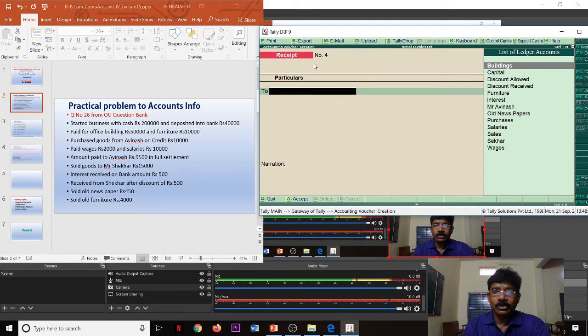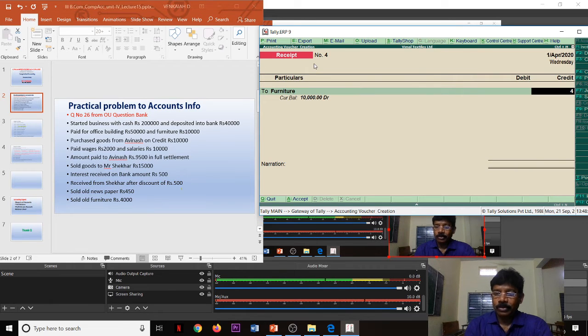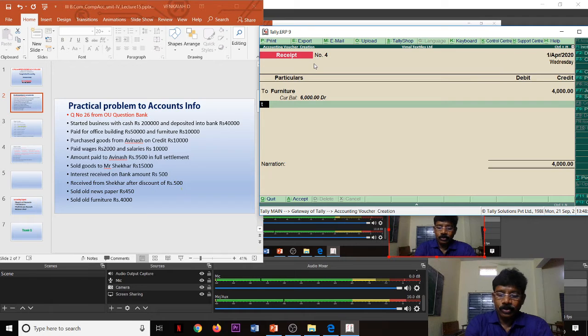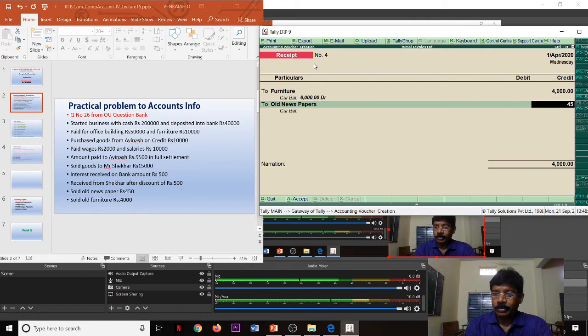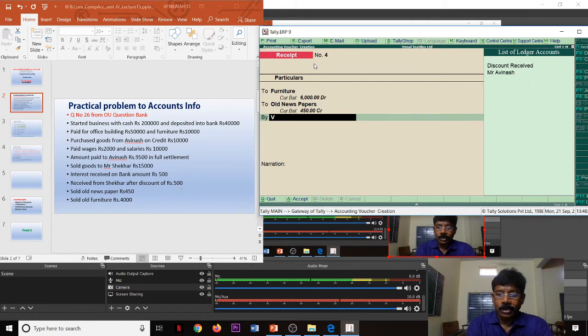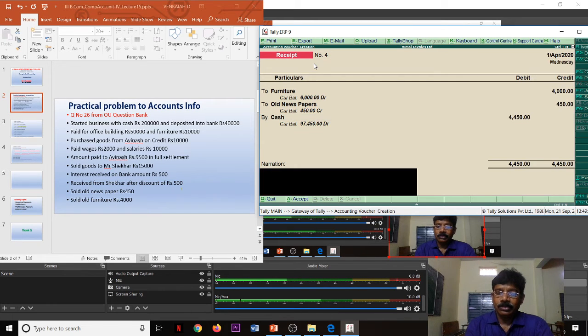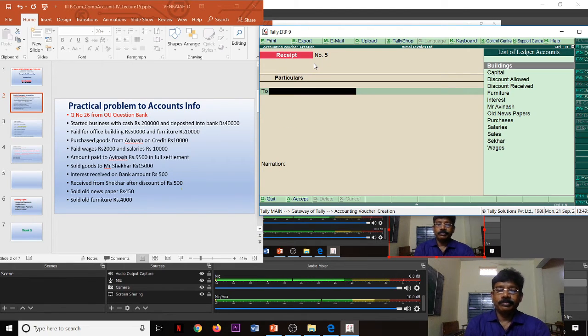Sold newspapers and sold old furniture. So in one receipt voucher, we can pass these two. Old furniture 4,000. Newspapers, old newspapers 450. And Y is cash. Simple, very simple. The thing is you have to understand the software, how it is working. Voucher entry is over.